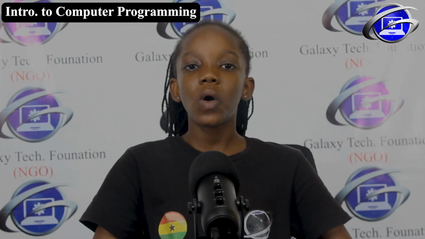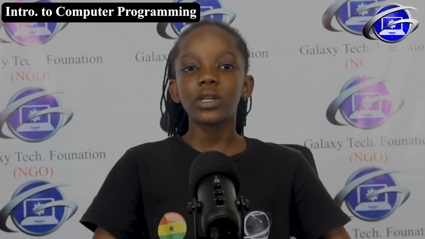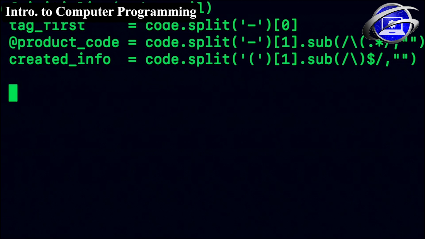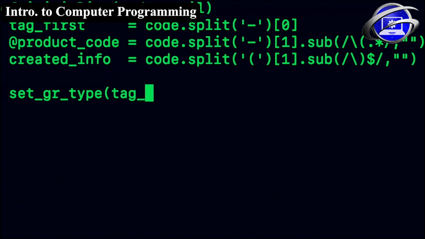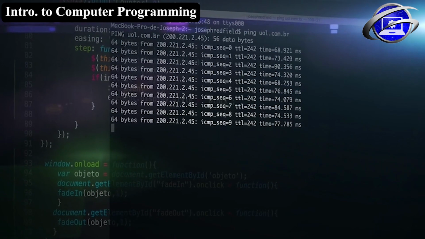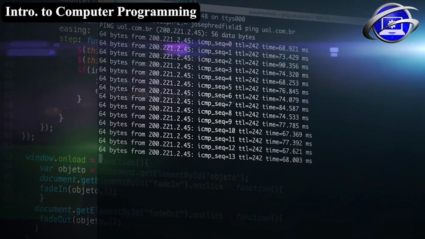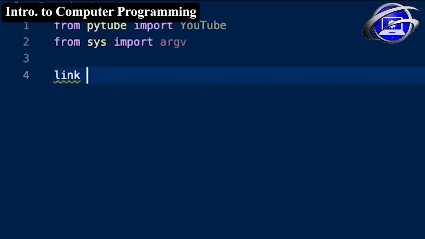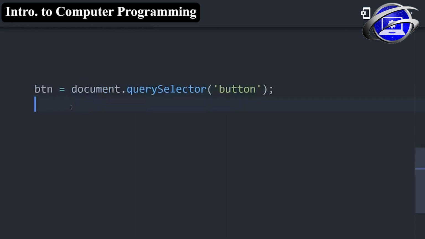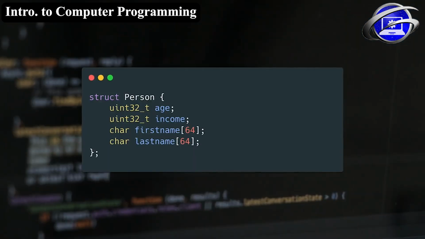Computer programming, also known as coding, refers to the process of writing instructions for computing devices and systems. A computer program translates those instructions into a language that computers can understand. Computer programmers use many different languages to command computers. Popular programming languages include Python, JavaScript, Java, and the C languages.